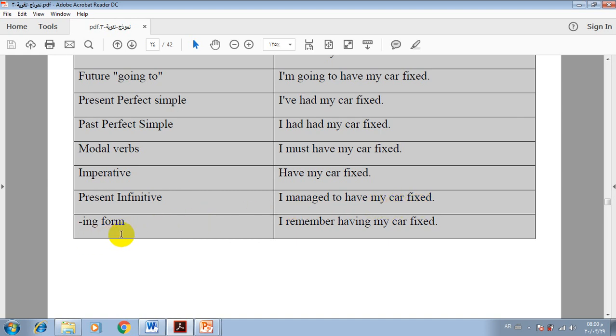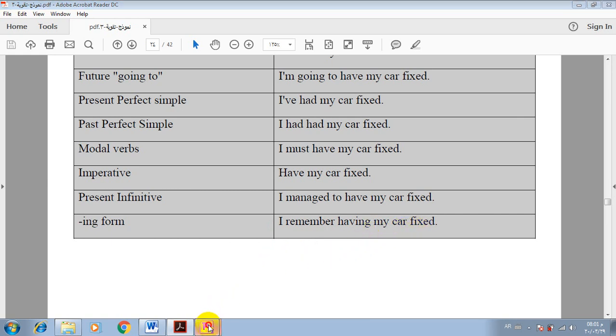And the last one, ing form, we know and explained this before. Like this example, the word remember followed by ing. So in the causative form, we use remember plus having plus object and past participle. Like this example, I remember having my car fixed.